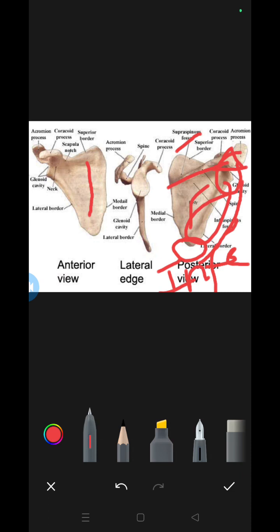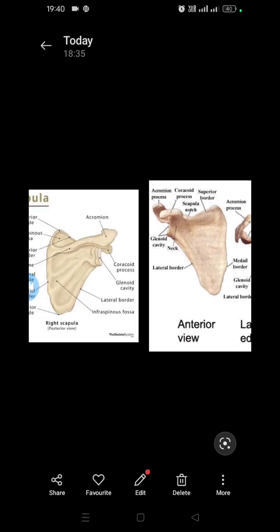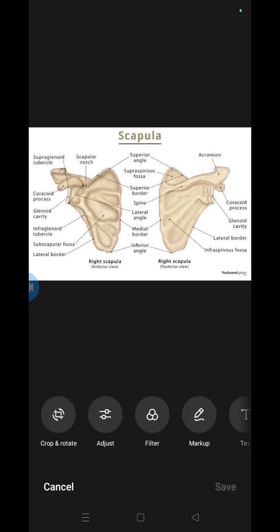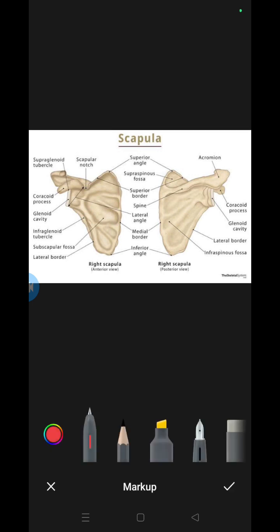Now we will go to the features of scapula. Scapula has two surfaces, which we have already discussed: the costal surface and the dorsal surface. Costal surface means anterior surface, and dorsal surface means posterior surface. For understanding, dorsal means back, anterior or costal means front.